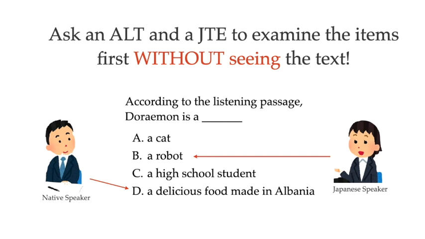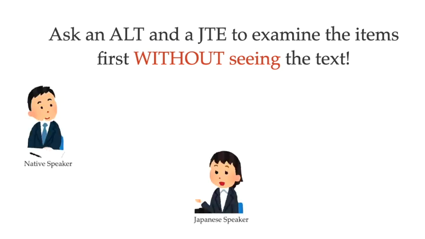Ask an ALT and a JTE to examine the items first without reading the text. This technique is widely used by professional testing agencies such as Testmaking as part of their item screening process. As a first step in screening, ask some colleagues to examine the items and try to answer them without reading the passage or the listening transcript.